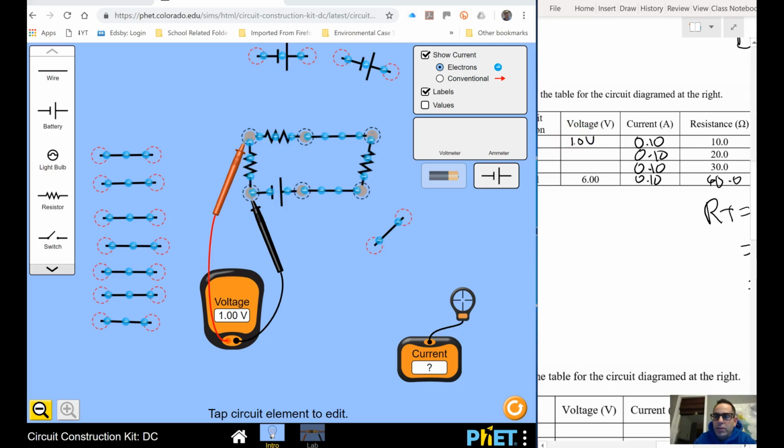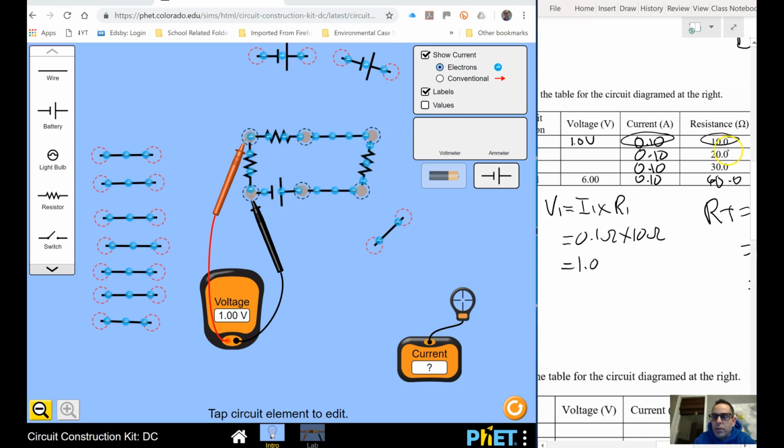Now let's see if this makes sense. We've got the resistance is 10 ohms. The current is 0.1. And how do we find V? Well, remember, twinkle, twinkle, little star, V is equal to I times R. So I1 is 0.1 amps, R1 is 10 ohms. And 0.1 times 10 is going to be 1.